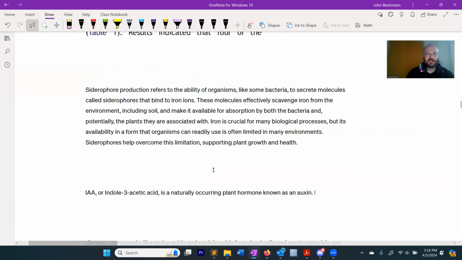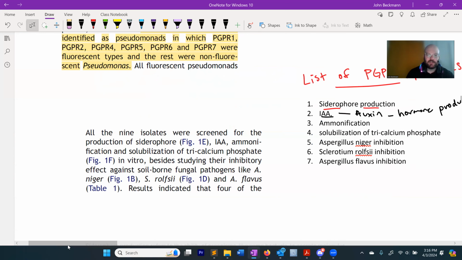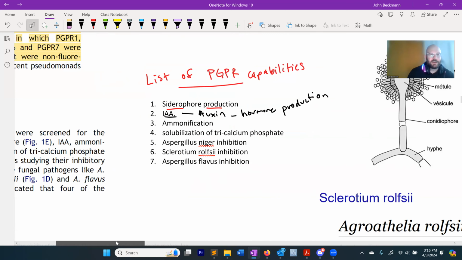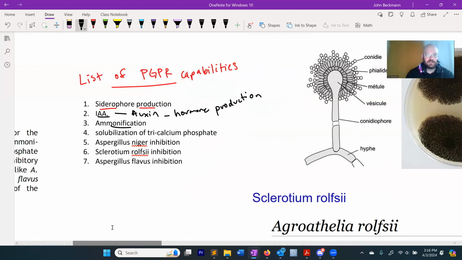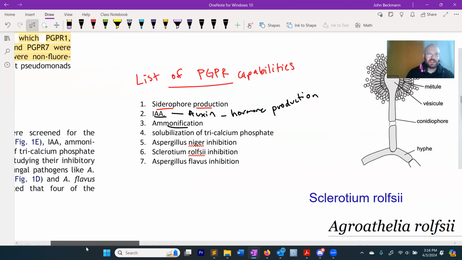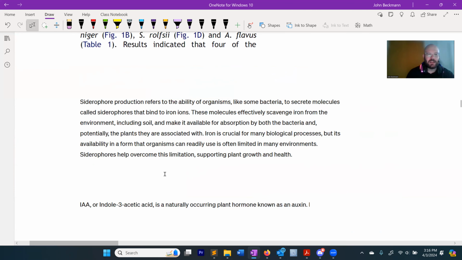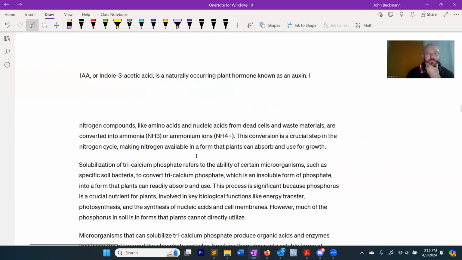Let's go back to this list. Okay, so we covered that. Ammonification. So that's essentially taking nitrogen and making it more accessible. So here I have nitrogen compounds like amino acids and nucleic acids from dead cells and waste materials are converted into ammonia, NH3, or ammonium, NH4+. This conversion is a crucial step in the nitrogen cycle, making nitrogen available in a form that plants can absorb and use for growth.